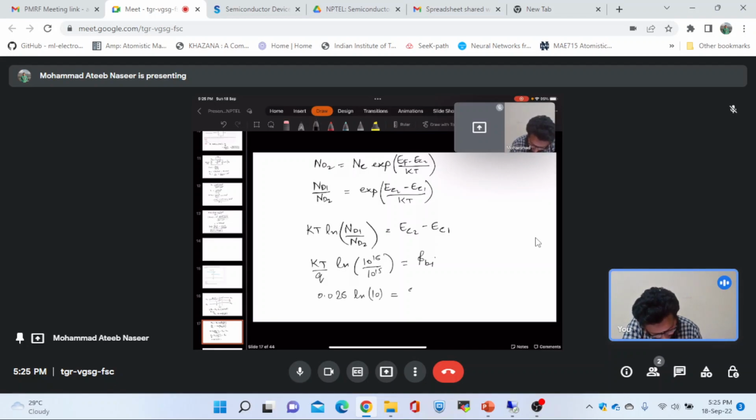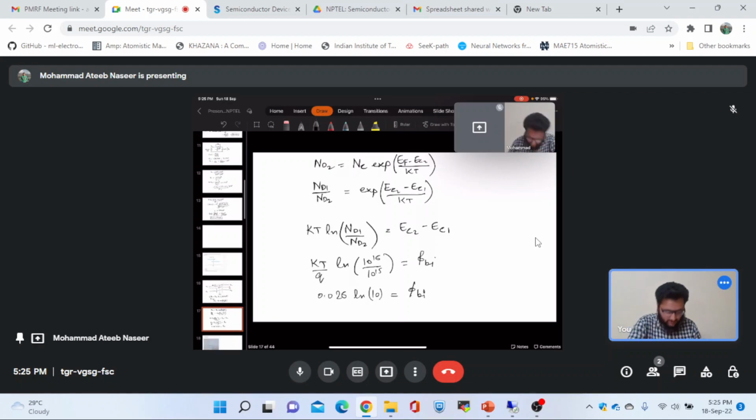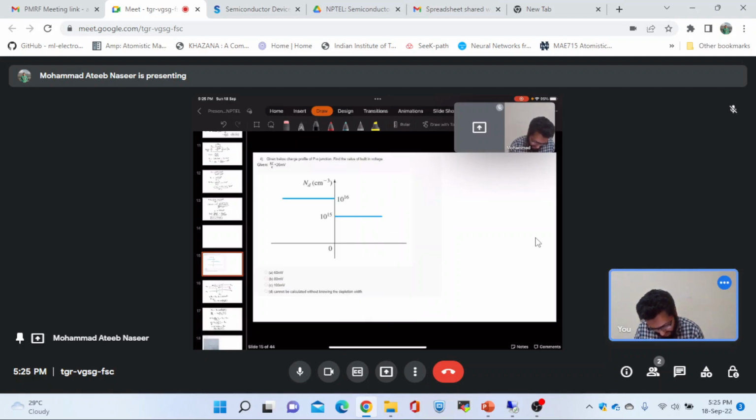Let me solve this on my calculator and check the results. It would simply come out to be equal to 60 millivolts. This is the built-in voltage. So this built-in voltage is option A.